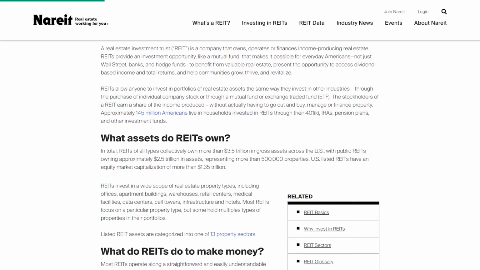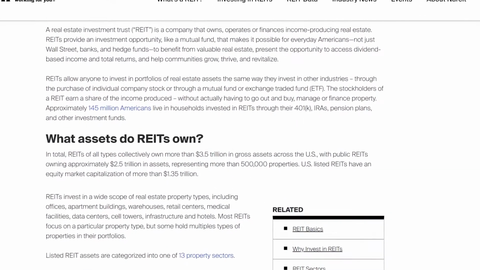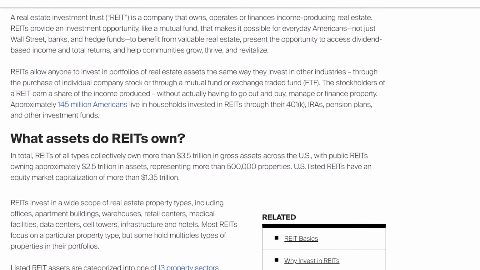So by definition, the SEC says a real estate investment trust is a company that owns, operates, or finances income-producing real estate. REITs provide an investment opportunity, like a mutual fund, that makes it possible for everyday Americans, not just Wall Street, banks, and hedge funds, to benefit from valuable real estate, present the opportunity to access dividend-based income and total returns, and help communities grow, thrive, and revitalize. REITs allow anyone to invest in portfolios of real estate assets the same way that they invest in other industries, through the purchase of individual company stock or through a mutual fund or exchange-traded fund.